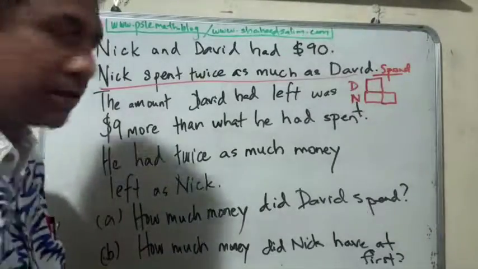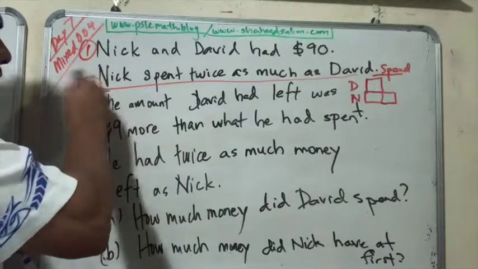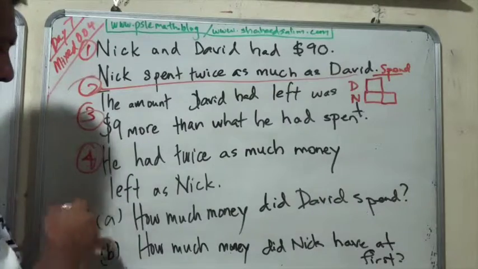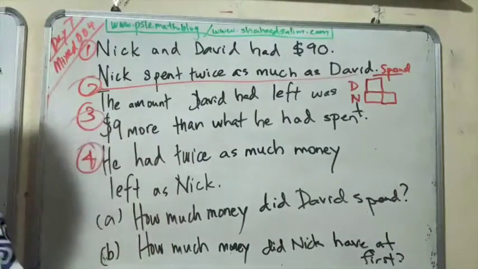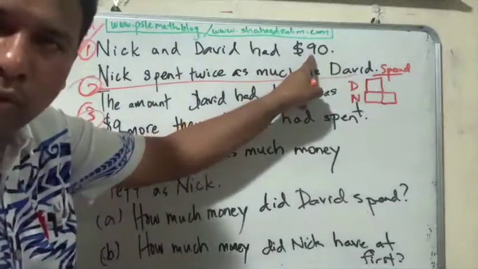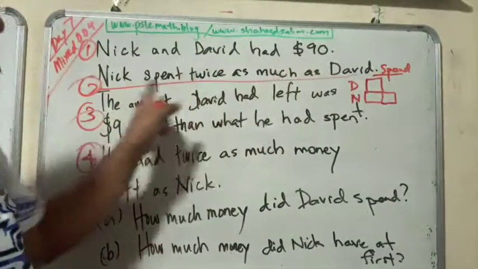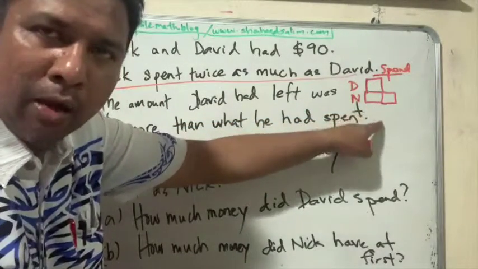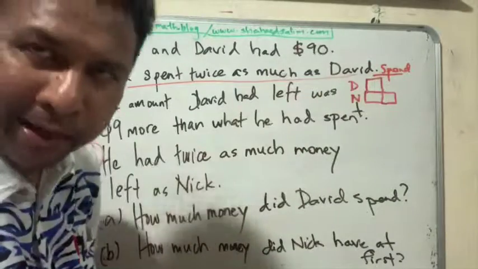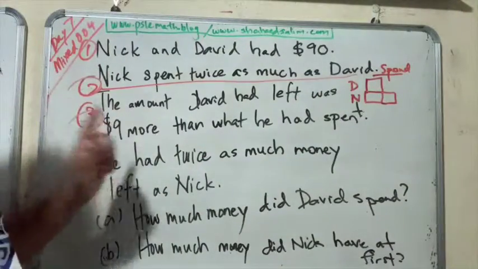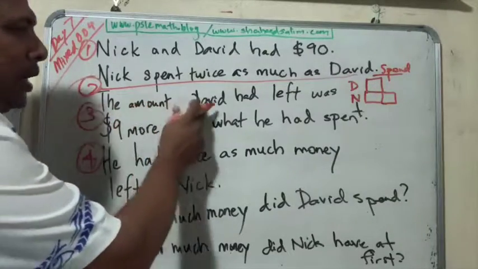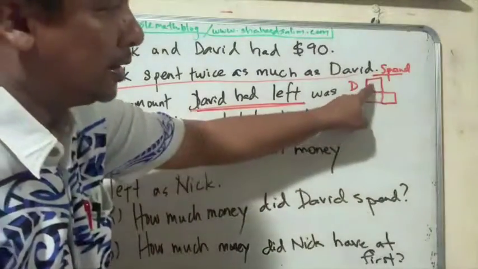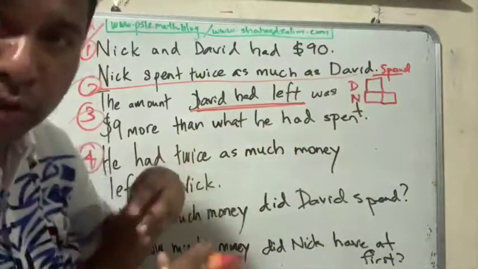Okay, let's count the number of sentences. Right, there's one here, there's two here, there's three here, there's four here, and you have the question A and B. Now the first one tells us the overall amount of money both of them had. The second part gives us guidance on how to draw the model on spending, on expenditure. Now the third sentence is the amount David had left. This is not the amount David had left. This is the amount David spent. Alright, we have to draw something else now.